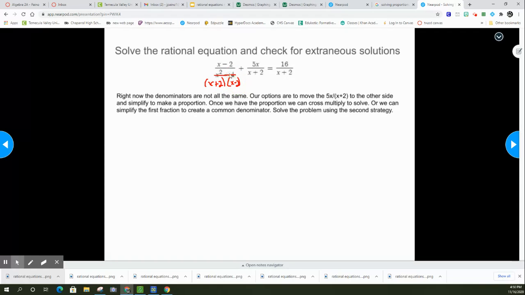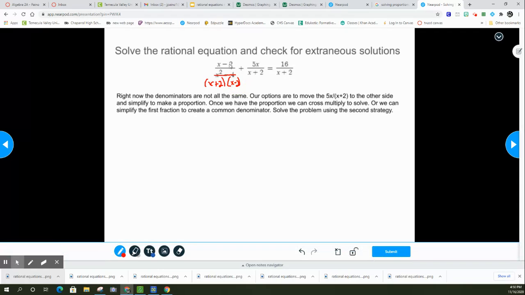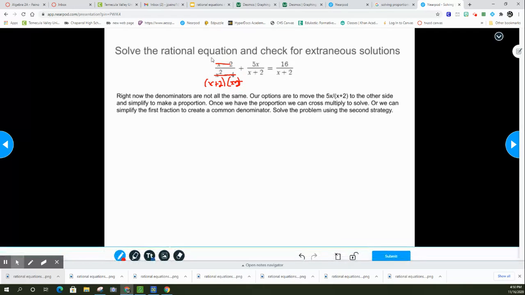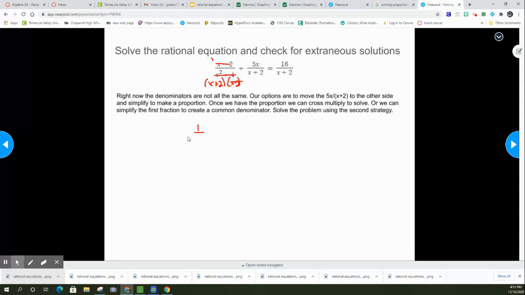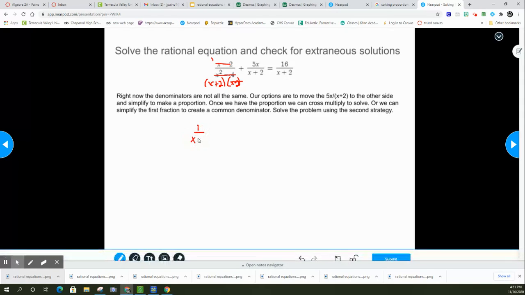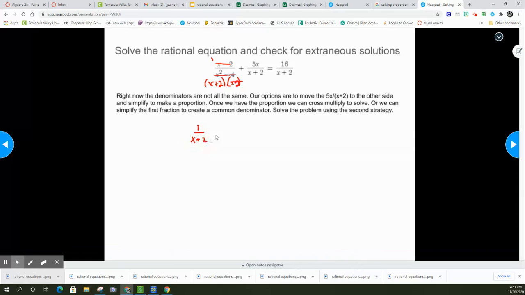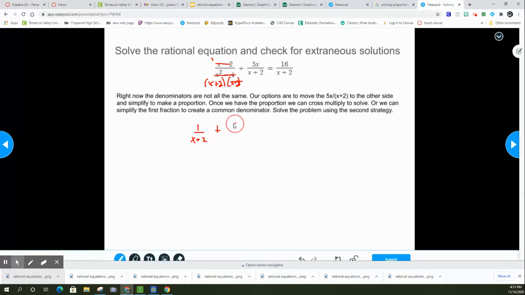All right, does that make sense? So I just rewrote that. Now look what's going to cancel out, right? The x minus 2's are going to cancel out. So I just have 1 over x plus 2. And now I do have common denominators.